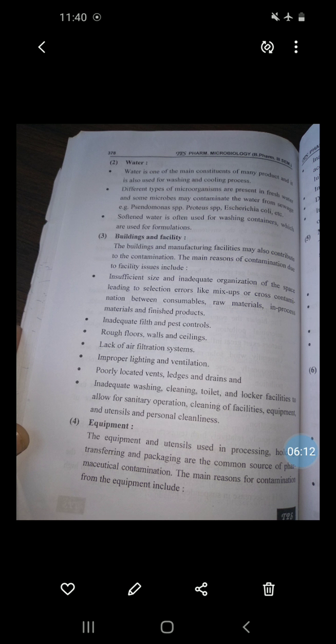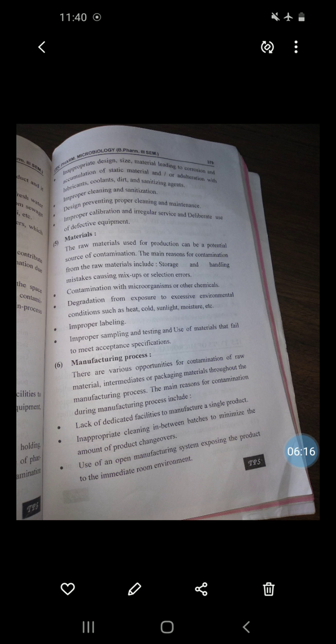Then materials. The raw materials used for production can be a potential source of contamination.